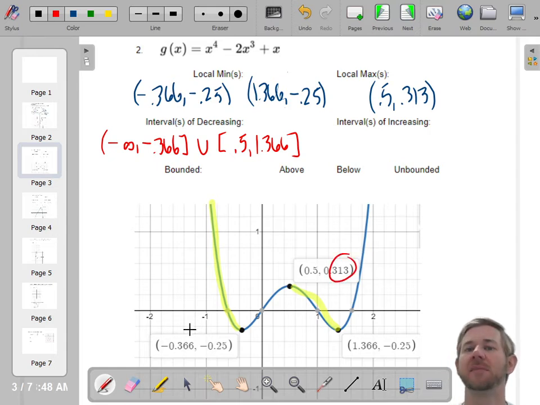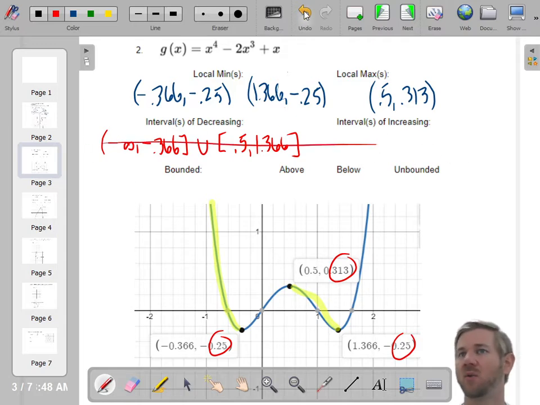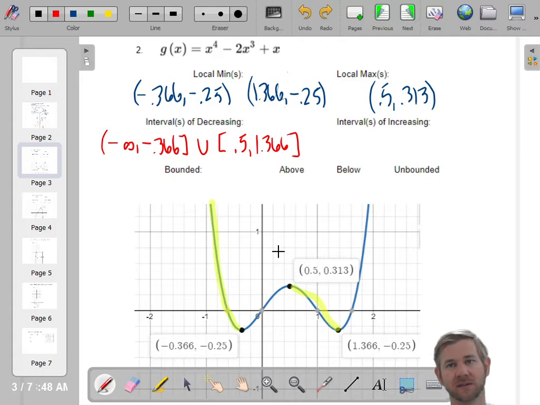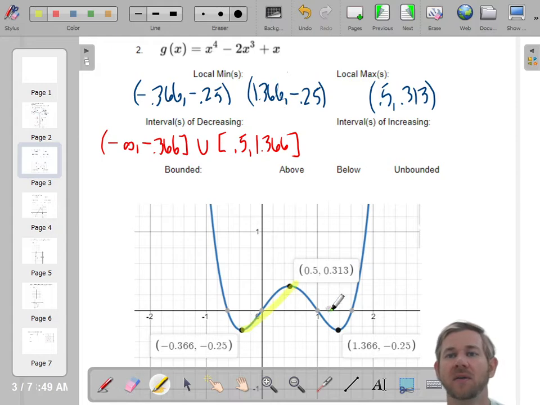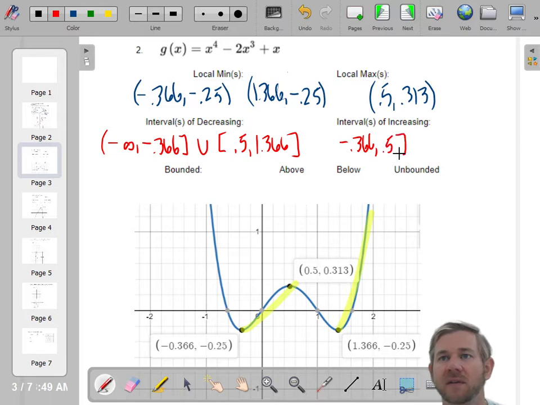If you see these numbers in your interval problems, I know you don't know what you're doing. None of those numbers should be in this section because no y values are important for this, just x values. Intervals of increasing, so for the increasing intervals, it's the other two, right there and right there. So that's negative 0.366 to 0.5, brackets, union, 1.366, and x is getting bigger, so x is going to infinity.